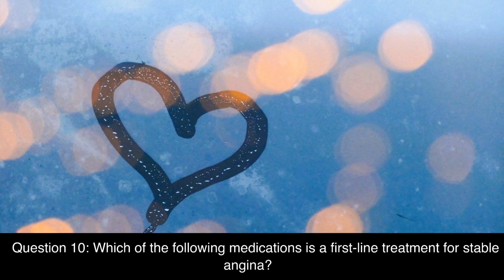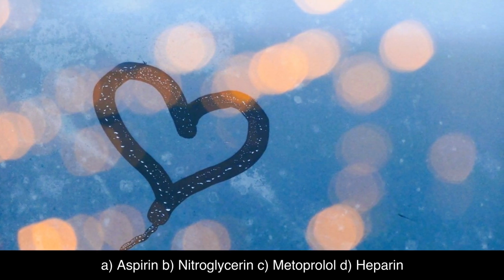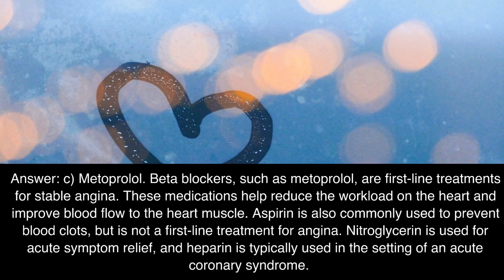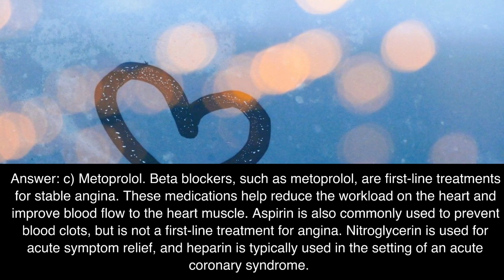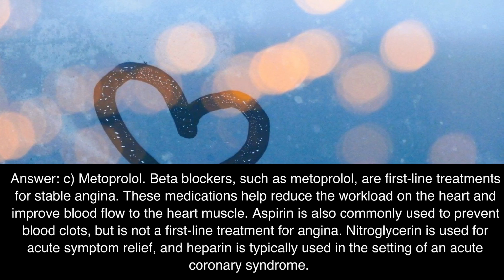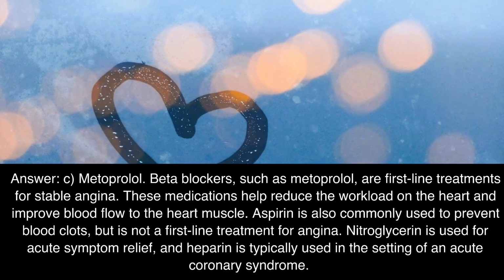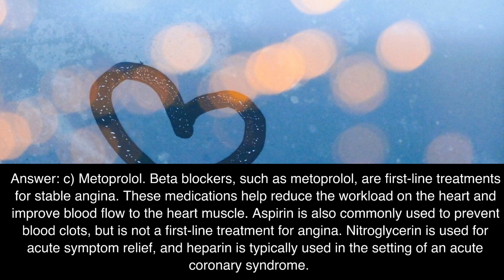Question 10. Which of the following medications is a first-line treatment for stable angina? A. Aspirin. B. Nitroglycerin. C. Metoprolol. D. Heparin. Answer. C. Metoprolol. Beta blockers, such as metoprolol, are first-line treatments for stable angina. These medications help reduce the workload on the heart and improve blood flow to the heart muscle. Aspirin is also commonly used to prevent blood clots, but is not a first-line treatment for angina.